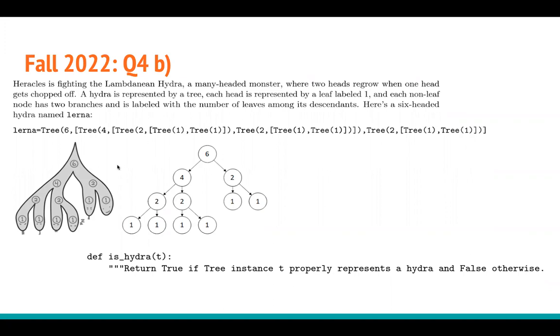So for example, here's a 6-headed hydra named Learner. This tree has a root value of 6, because it has a total of 6 leaves, and each leaf itself has a label of 1. If you look at the left subtree of this hydra, this has a value of 4, because this subtree here has 4 leaves. So that's the reason why this root here has 4. Similarly, 2 here. And then you're given this function is_hydra, which basically returns true if the tree instance t properly represents a hydra.